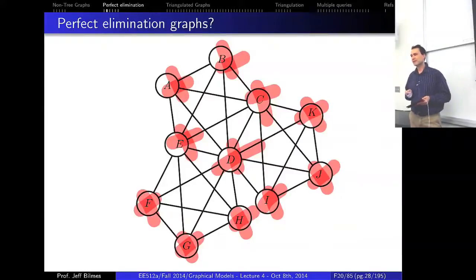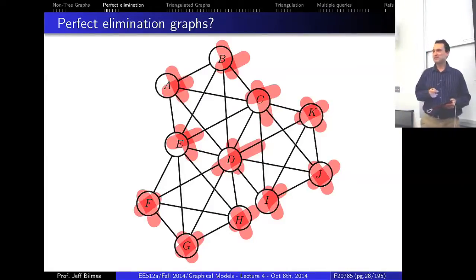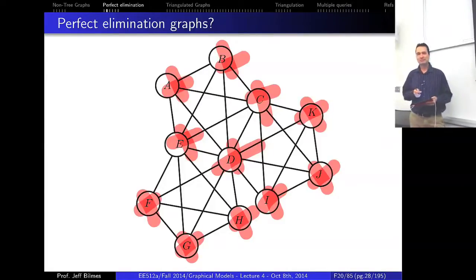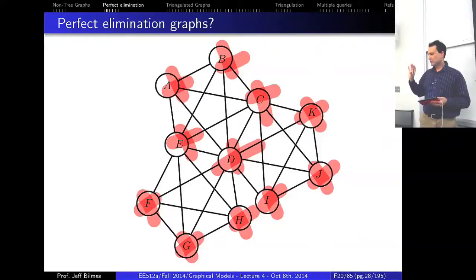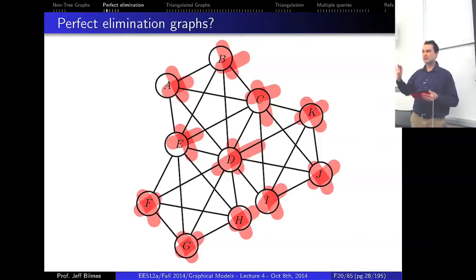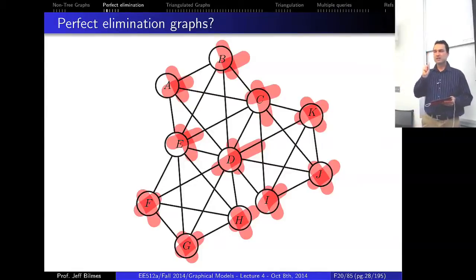Yep. Will we be discussing moralization at some point? Do you want to talk about moralization? Yeah, we can talk about moralization. I haven't talked about Bayesian networks yet. So what we'll do is the following. We will finish the discussion of triangulation, all this kind of stuff, and exact inference with Markov random fields. Then we'll talk about Bayesian network inference.